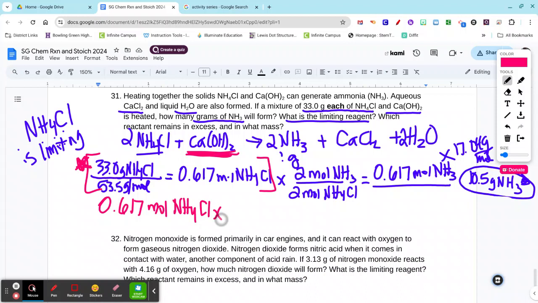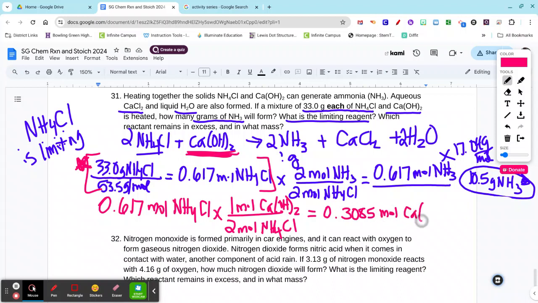So now my next step is where I go from moles of this to moles of my other reactant, which is CaOH2. Okay. So I'm essentially dividing by 2. And when I do that, I get 0.3085 or 309 moles of CaOH2.